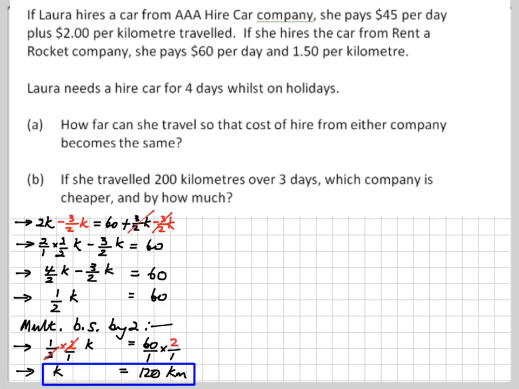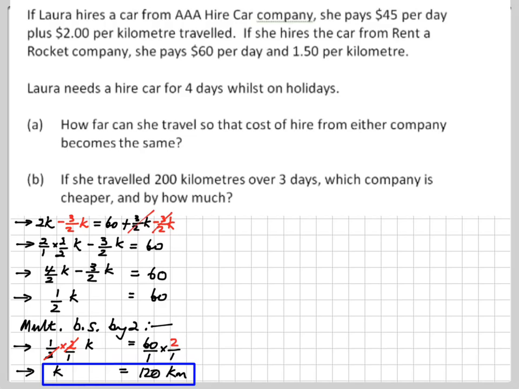That is the distance that Laura would travel such that the cost of both of those companies would be the same. It wouldn't matter which one she hired from. She would still pay the same amount. Okay? Good. Now we've got to do B.